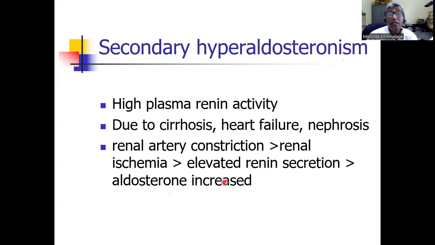We can see that in cirrhosis, in heart failure, in nephrosis. In cirrhosis, what happens actually? Aldosterone breakdown will reduce. In heart failure, hypotension will stimulate renin secretion, right? Renal artery constriction, renal ischemia, and renal blood flow will reduce and renin secretion increases. So all these will lead to secondary hyperaldosteronism. Secondary means it happens because of something else, not a direct increase in aldosterone production. Secondary, right?